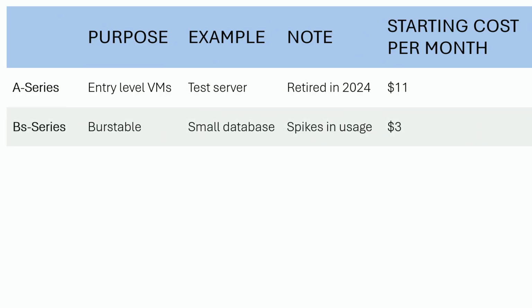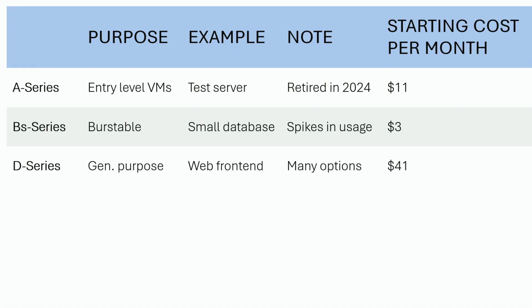How about a series that we still have today? Sure, that's the BS series. Yes, I just said BS. The BS series is burstable virtual machines. A great use case of this would be a very small database where there's going to be very light usage, but occasionally there will be spikes in the usage. So this virtual machine needs to be able to burst during these times of increased usage. Notice the starting cost per month for this series is very low at $3 per month.